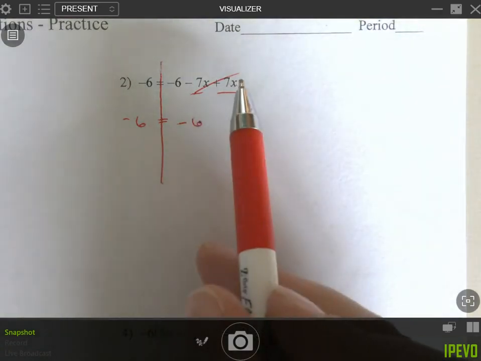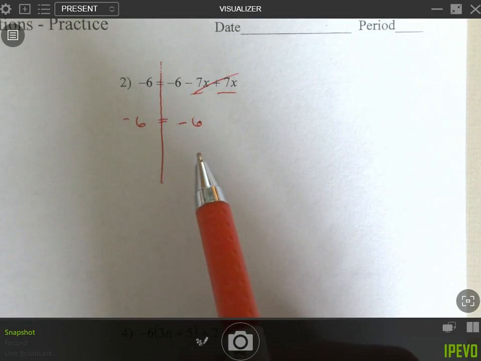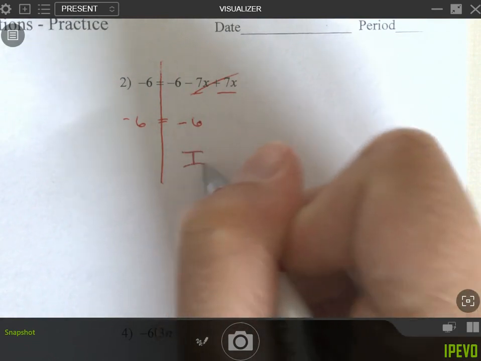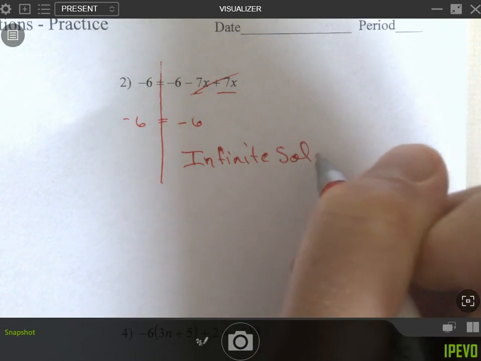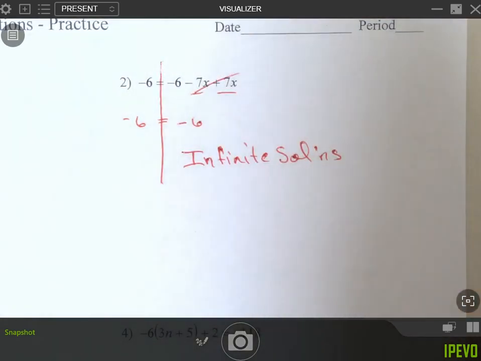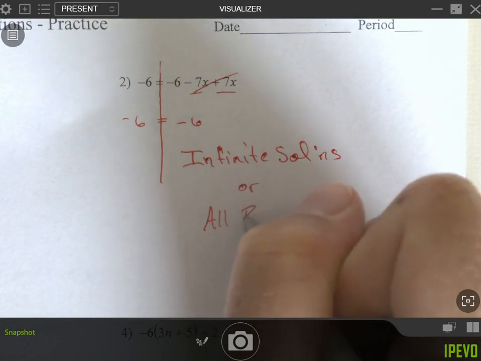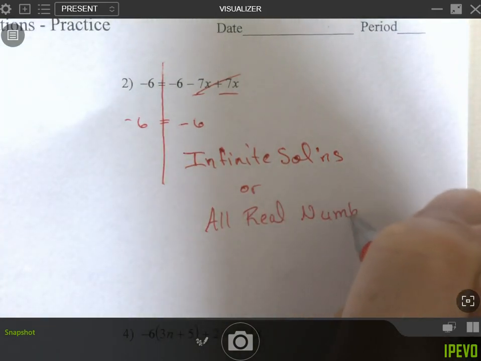So now that this canceled out, we have a true statement. Won't -6 always equal -6? And you said? All real numbers. So this would be, you could say infinite solutions. I would take that. Anything works. You could say all real numbers. Like any number you want to put in there would work. So I would take any of those answers.